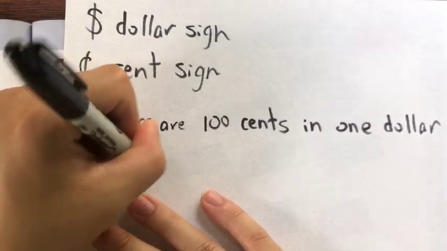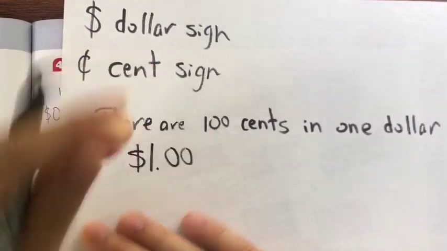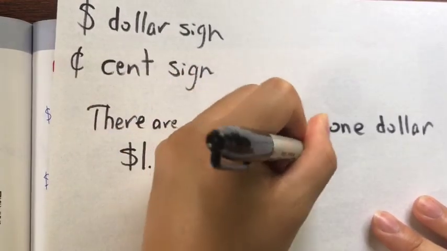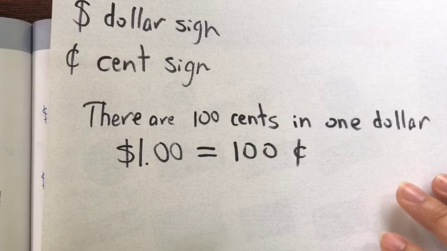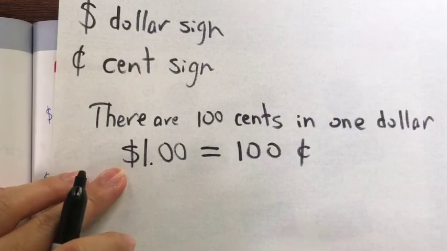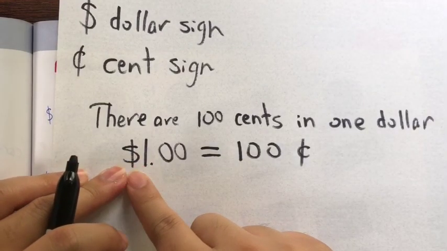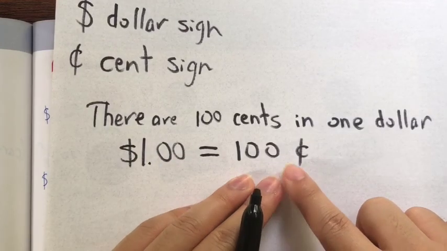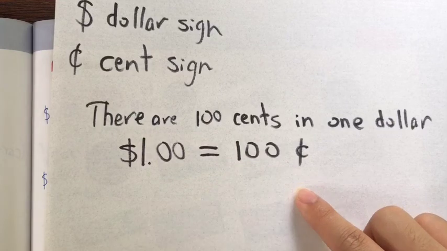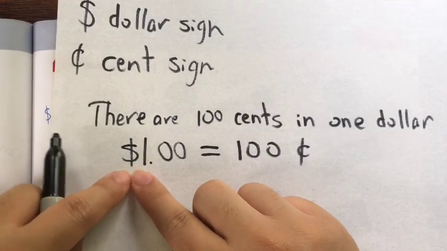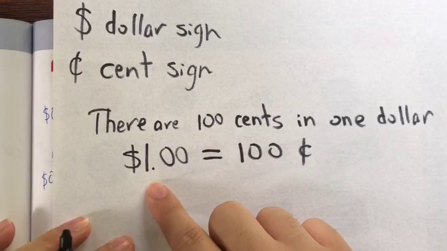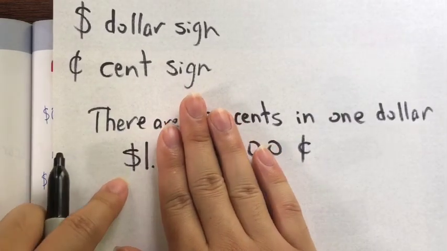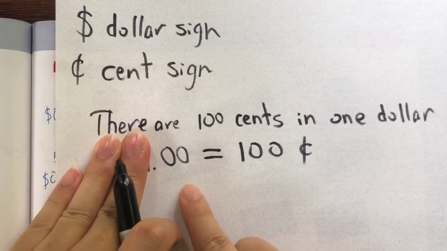So, $1 equals 100 cents. So, we write the dollar sign on the left of the number. We write the cent sign on the back, on the right of the number. On the dollar sign, we have a period here. So this means the left of the period is dollars and the right of the period is cents.